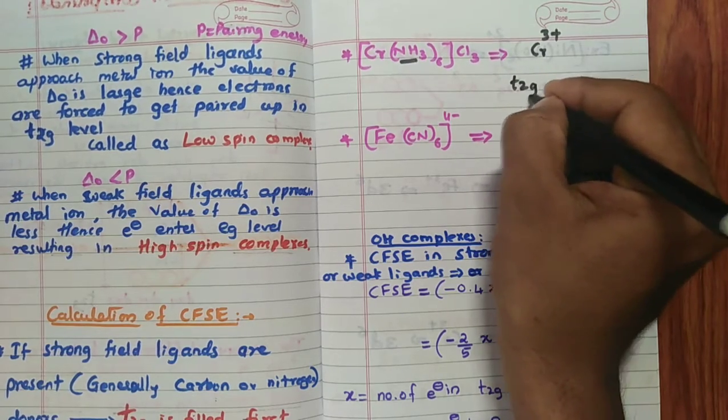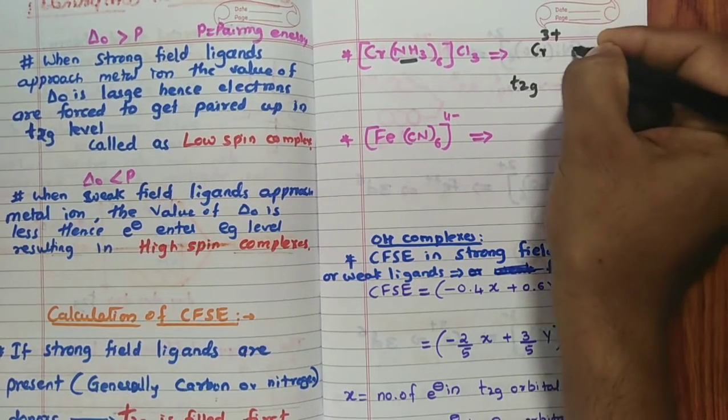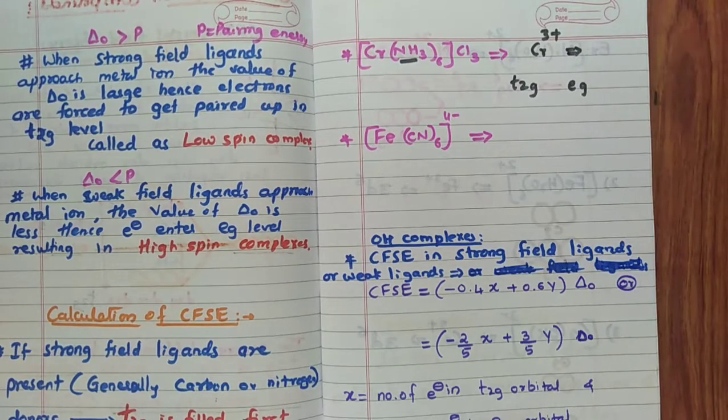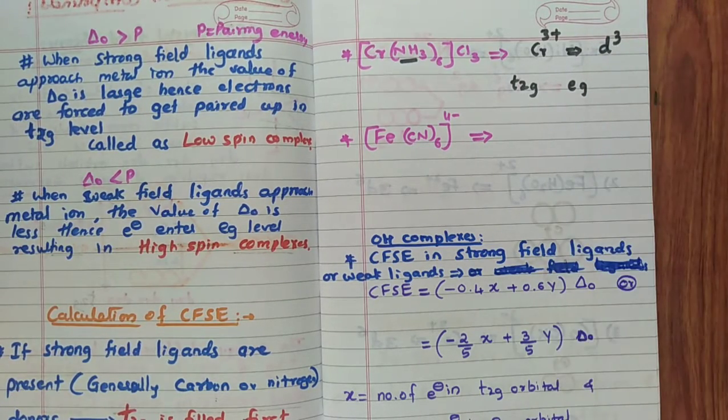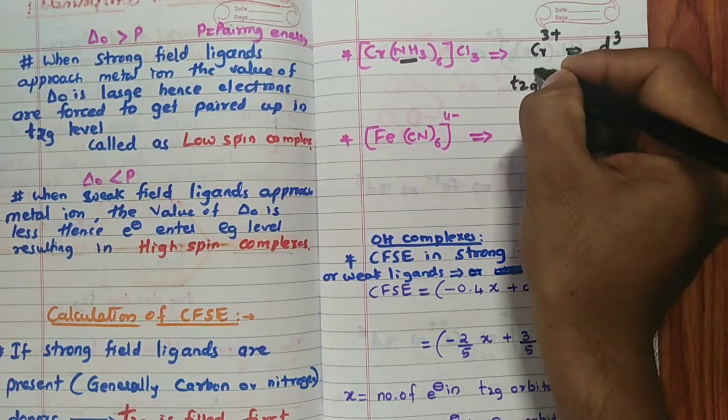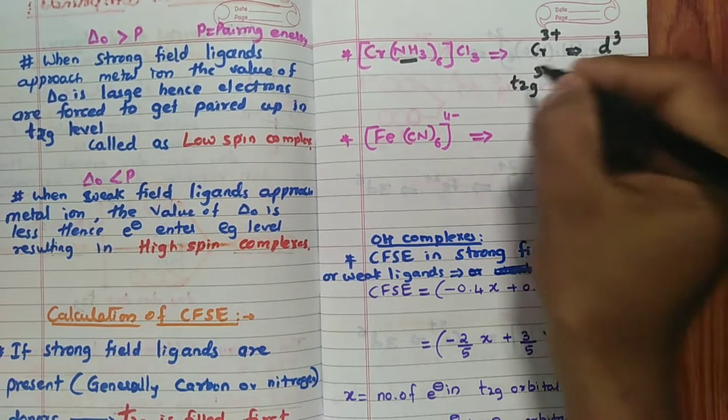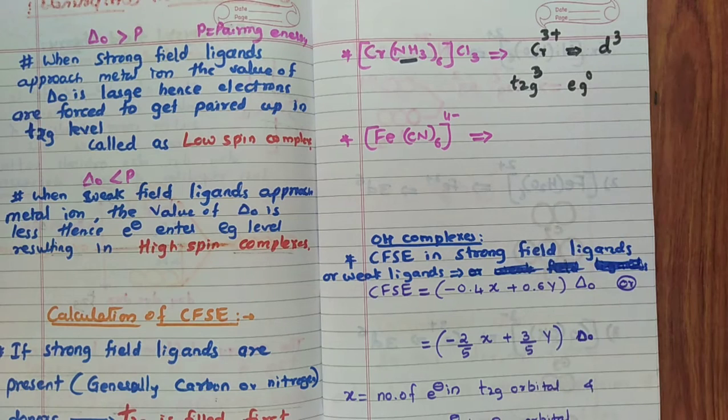Then remember how to fill. So T2g and Eg. This Cr3 plus means how many electrons are there? That is a d3 system. So T2g will be filled 3 and Eg will be 0. T2g will be 3 and Eg will be 0 in this case.